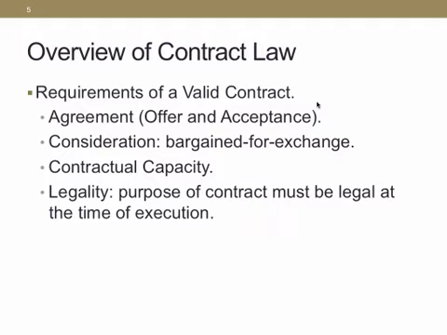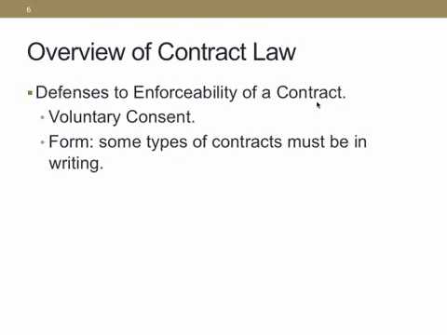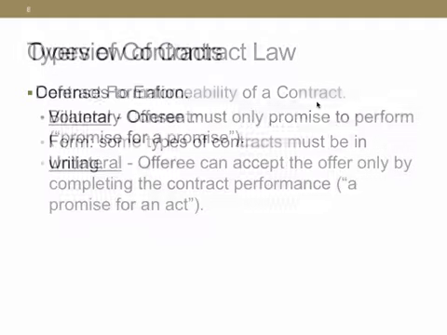To have a valid, enforceable contract, you need an agreement, which consists of an offer and acceptance, consideration, which is a bargain for exchange, something of value, contractual capacity, and legality. Legality has to do with the purpose of the contract. It has to be legal at the time of execution. There are a couple defenses up front to enforceability of a contract. Voluntary consent. In other words, a person shouldn't be forced to enter into a contract, as well as the form. Some contracts have to be in writing under the statute of frauds, which we'll talk about more later on.